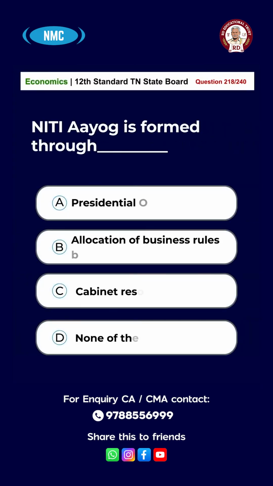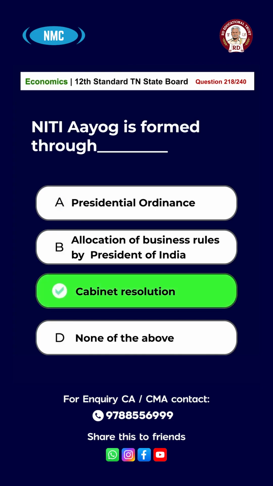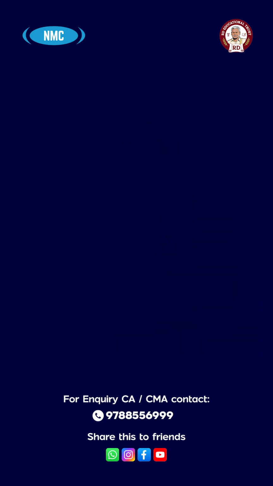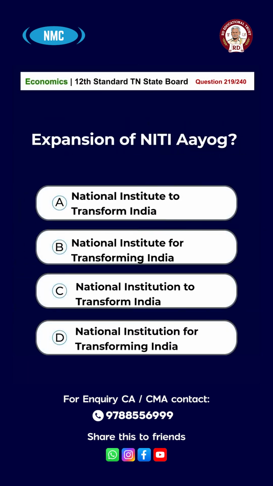Question number 218. Niti Aayog is formed through A. Presidential order. B. Allocation of business rules by President of India. C. Cabinet resolution. D. None of the above. And the answer is option C. Cabinet resolution.